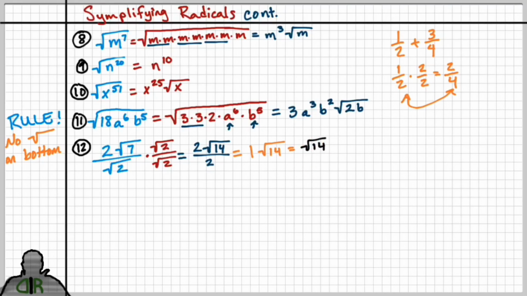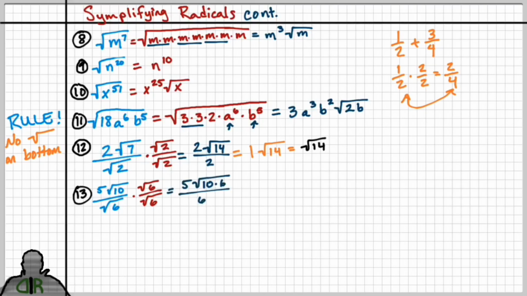So let's do another example and see what we can come up with here. Number 13. All right, 5 times the root of 10 over the root of 6. So we want to get rid of this root on the bottom. So what do we do? We multiply it by a 1. So let's multiply it by a 1 that has the square root of 6 in it. That's how that looks.